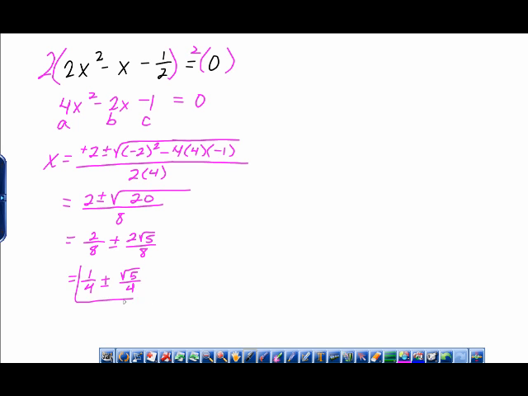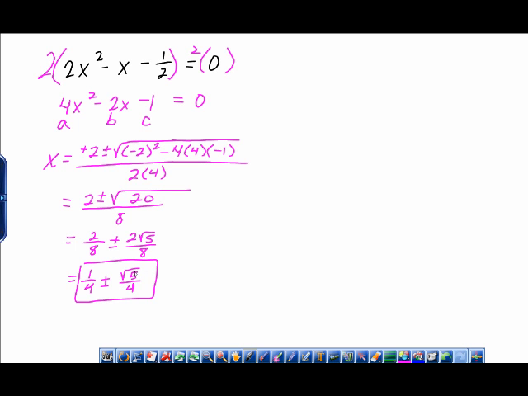Now, if you wanted to write this back as one fraction, you could. The reason I encourage students to split this up is because they tend to want to just simplify the 2 with the 8, and they don't, not on both of them, but just on one of them. So I always split it up and then simplify it, and I rarely put it back together again.